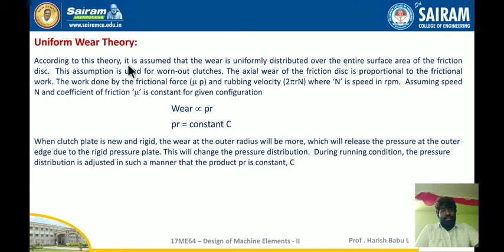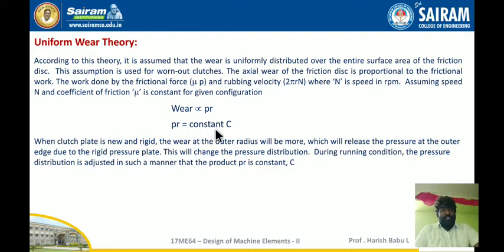According to this theory, it is assumed that the wear is uniformly distributed over the entire surface area of the friction disc. The assumption is made for worn out clutches. If I consider the work done by the frictional force, it will be mu into P and the rubbing velocity 2 pi r n, where n and mu are constants for a given condition. The remaining thing is P into r. P and r are directly proportional to the amount of wear, so I take wear as a constant, and P into r as a constant C.